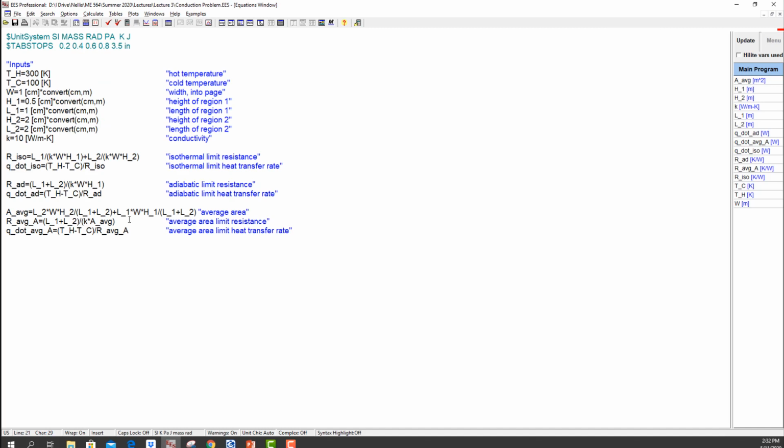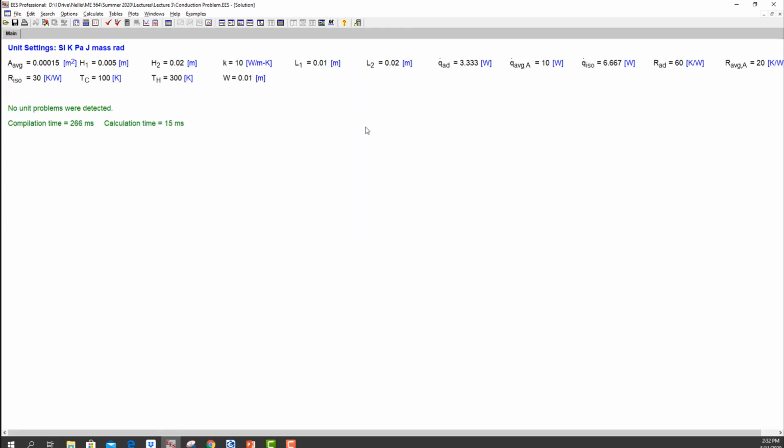So this is the EES file, which is posted on the web page if you want to look at it. And what I'm going to find is that Q dot is, oh, Q dot is right here, 10 watts. So that's kind of interesting if you think about it, right? We already had a model that said the biggest Q dot could ever be 6.7 watts. The smallest it could ever be is 3.3 watts. And then this new model that I came up with based on the average area estimates 10 watts. So it's actually worse than either of these other two.